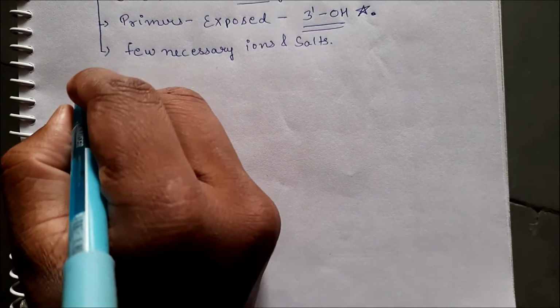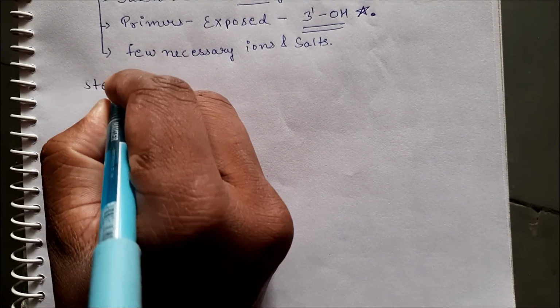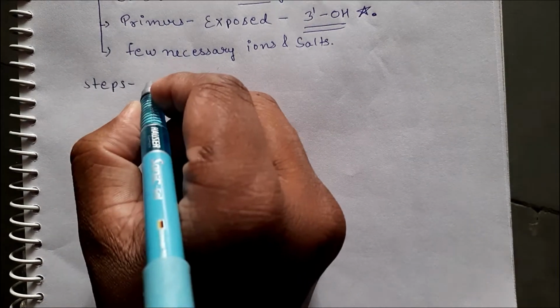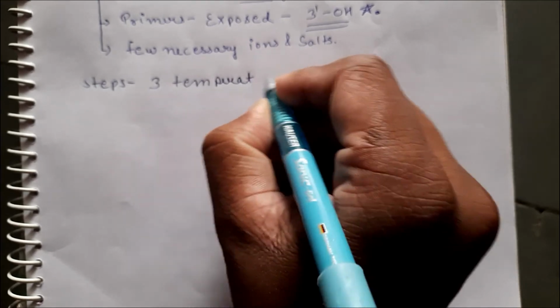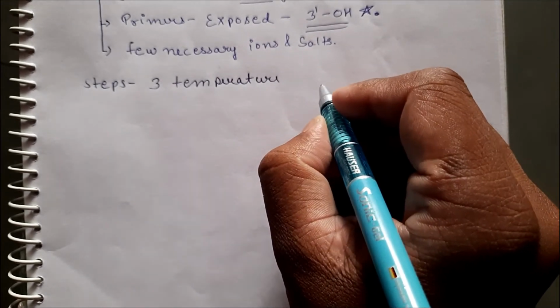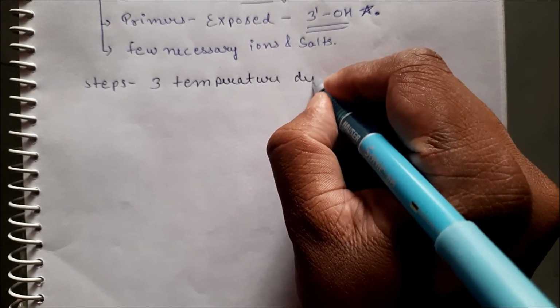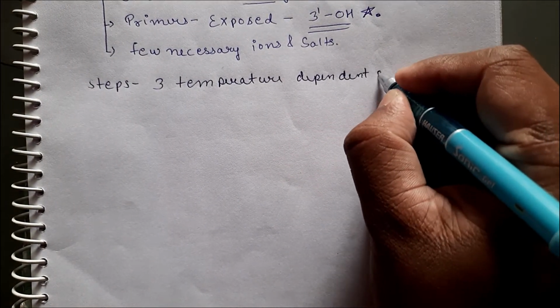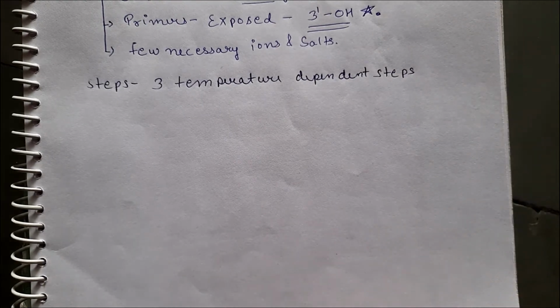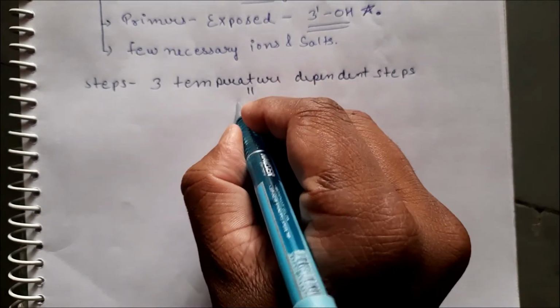Now we have discussed the components of PCR. Now it's time to study the steps involved in PCR, which we call a cycle. That means there are 3 steps involved, which are temperature dependent steps, and these 3 temperature dependent steps form a complete cycle of PCR.